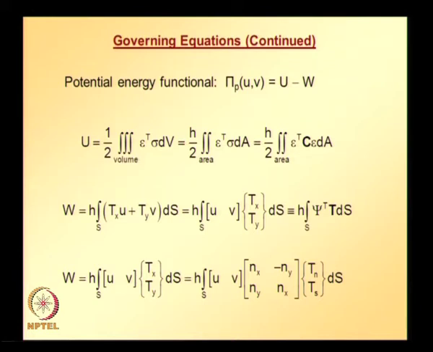Once we get U and W, we can plug them into pi is equal to U minus W, and apply the condition that the variation of pi is equal to 0 to get the final element equations. So, now let us start by taking a triangular element, a 3 node linear triangular element, and derive the element equations for that particular element.